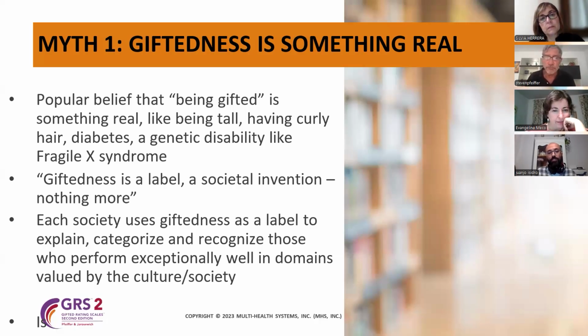Giftedness is a label that we humans have devised that helps us group and categorize and recognize individuals, children, adolescents, adults who are special, exceptional, who perform at a high level in culturally valued domains. But we need to be careful not to think that a gifted child is uniquely different, because it's really a social construct. It's not something that exists in nature.